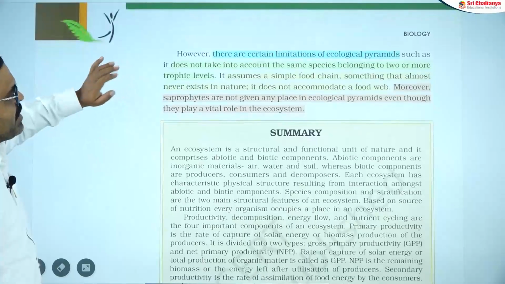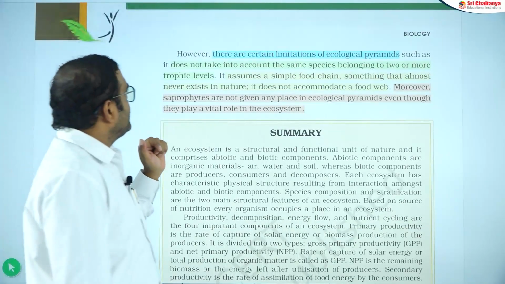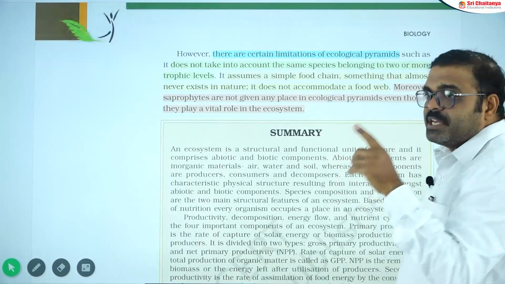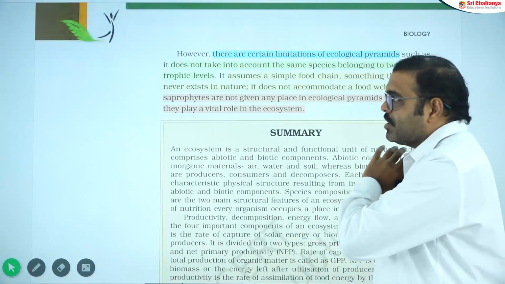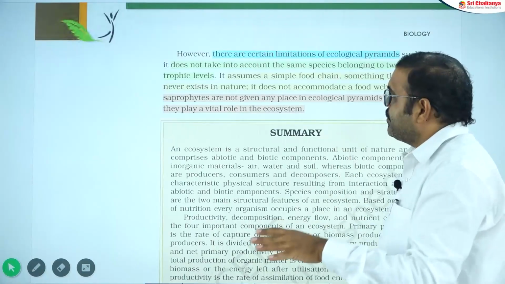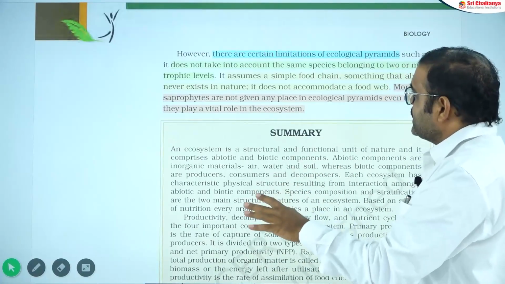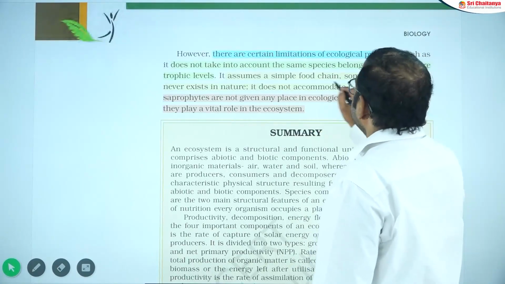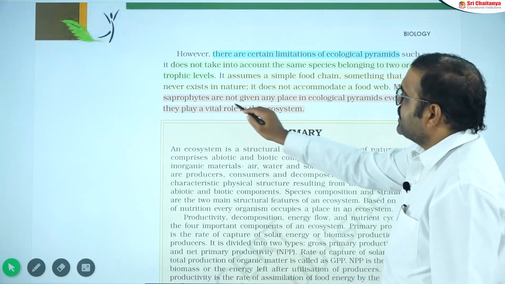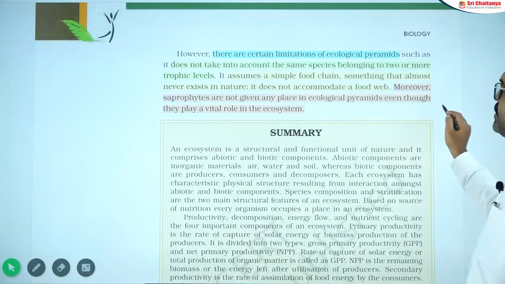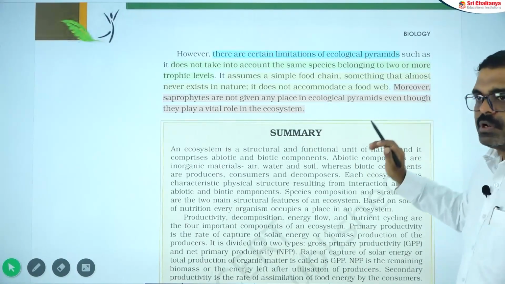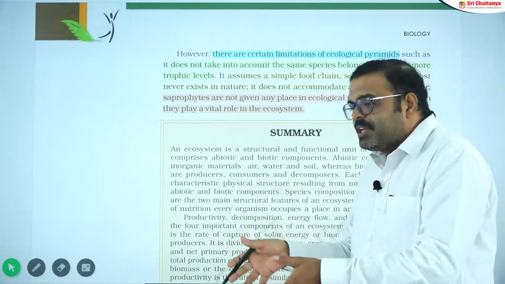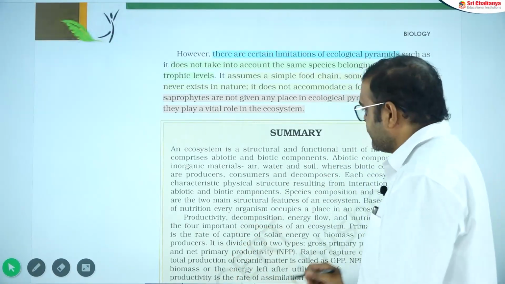However, there are certain limitations in ecological pyramids. What are those? They do not take into account the same species occupying two or more levels. That means, if it is an omnivore, it cannot fit in the ecological pyramids. That's why they are not giving importance to omnivores, as well as another important component, the saprophytic organisms. Saprophytes are not given any place in ecological pyramids even though they play a very important role. That's why ecological pyramids have limitations for understanding.